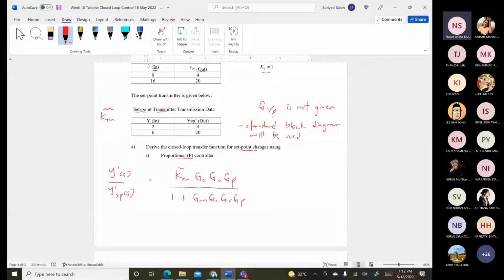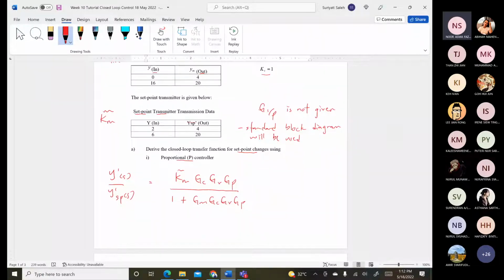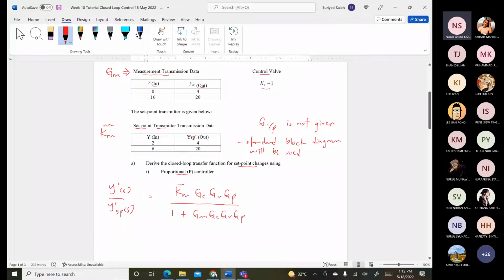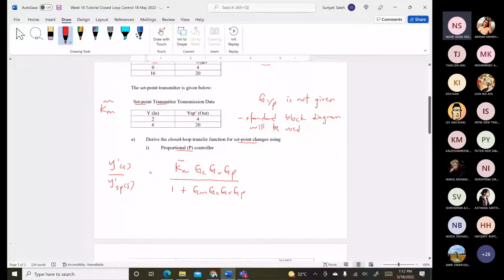Since it does not require you to derive this transfer function, we just use it directly. What you need to do is to substitute the transfer functions. So in this case, we start one by one. Here, the Km bar is given in the form of a table. We know that the Km bar in this case refers to the gain for set point. I put it here as SP, referring to the set point.